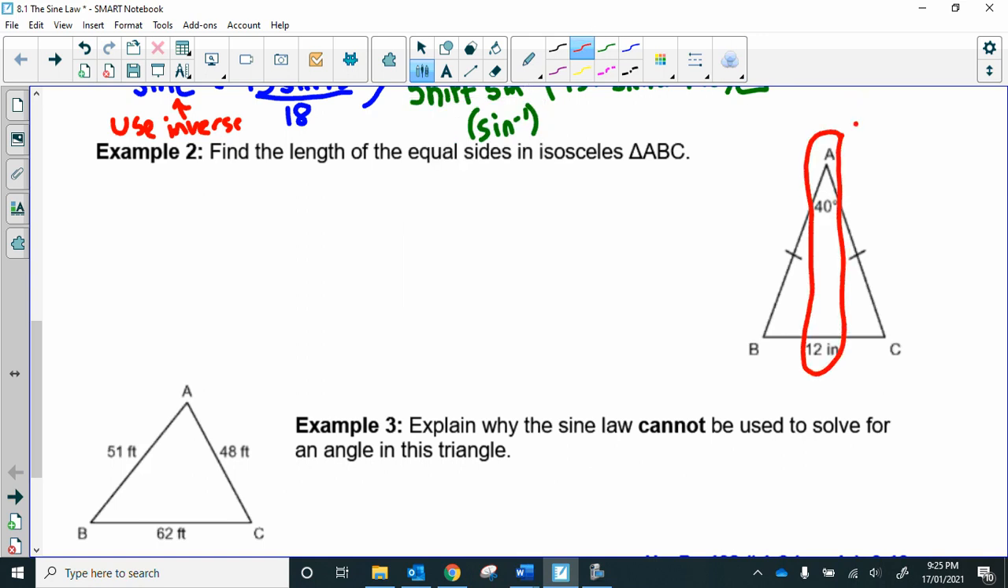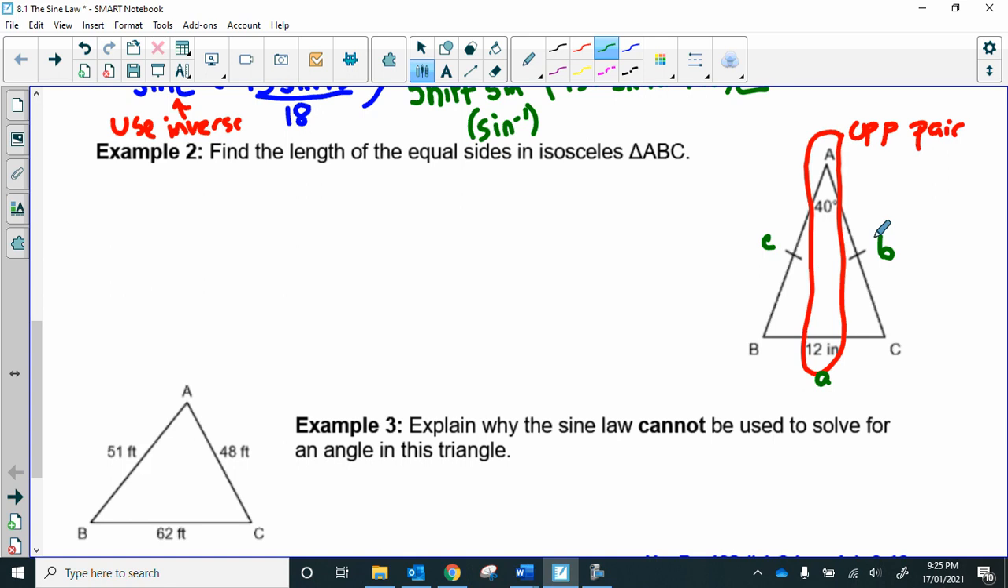Okay, there's my opposite pair. And I'm trying to find the length of these two sides here. Again, I'm just going to pause and label these. Across from big A is little a, across from big B would be little b, and across from big C is little c.